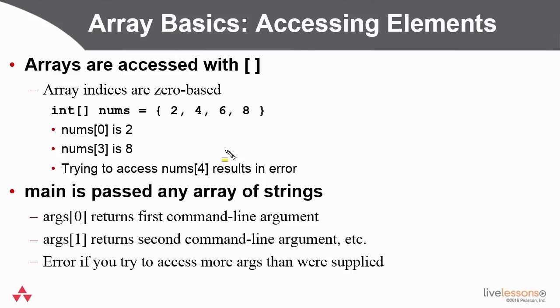The main method, as we saw before, was declared as String square bracket. That means an array of strings. And so main is automatically passed an array of strings representing the command line arguments, whatever you typed in when you executed the program. So for example, args sub 0 is the first command line argument. Args sub 1 is the second command line argument, and so forth. And again, trying to read off the end of the array is an error. So if there are 2 command line arguments passed in and you try to access args sub 2, which is the third entry, then you get an error message.